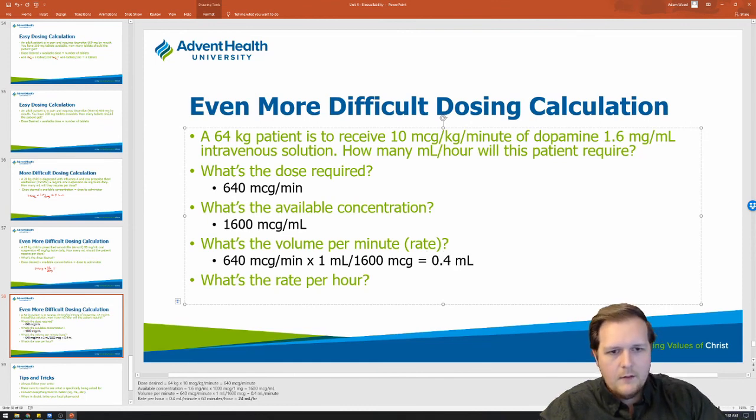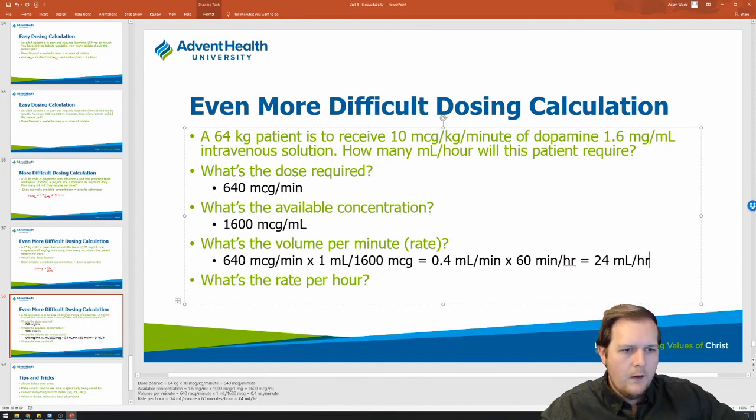What I end up getting is 0.4 mLs per minute. I can then multiply that by 60 and actually end up getting what their total rate per hour would be. So I can then say 0.4 times 60 minutes in an hour. The minutes then cancel out, and that would then equal 24 mLs an hour. Right? And again, this is kind of the most complicated it's ever going to get. You have these multiple steps there. So that 24 mLs an hour would actually get down there.